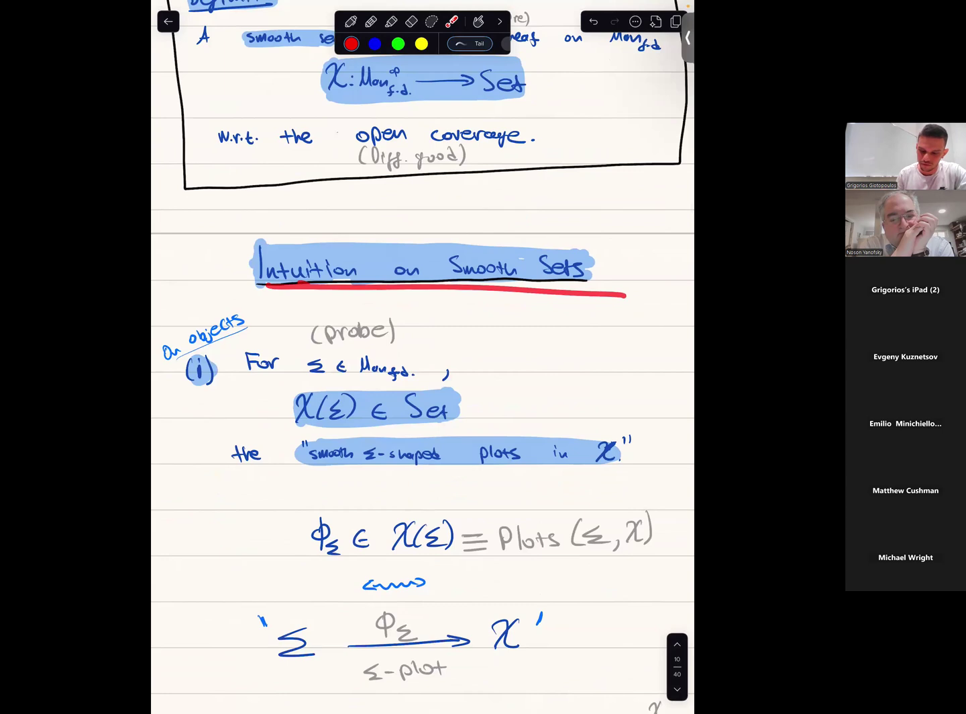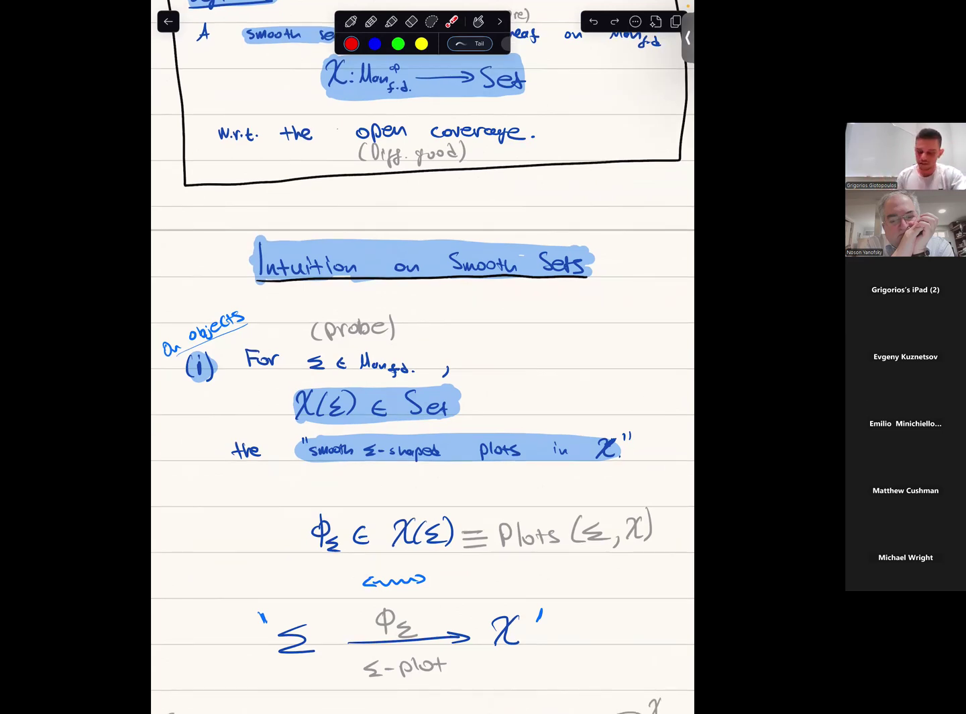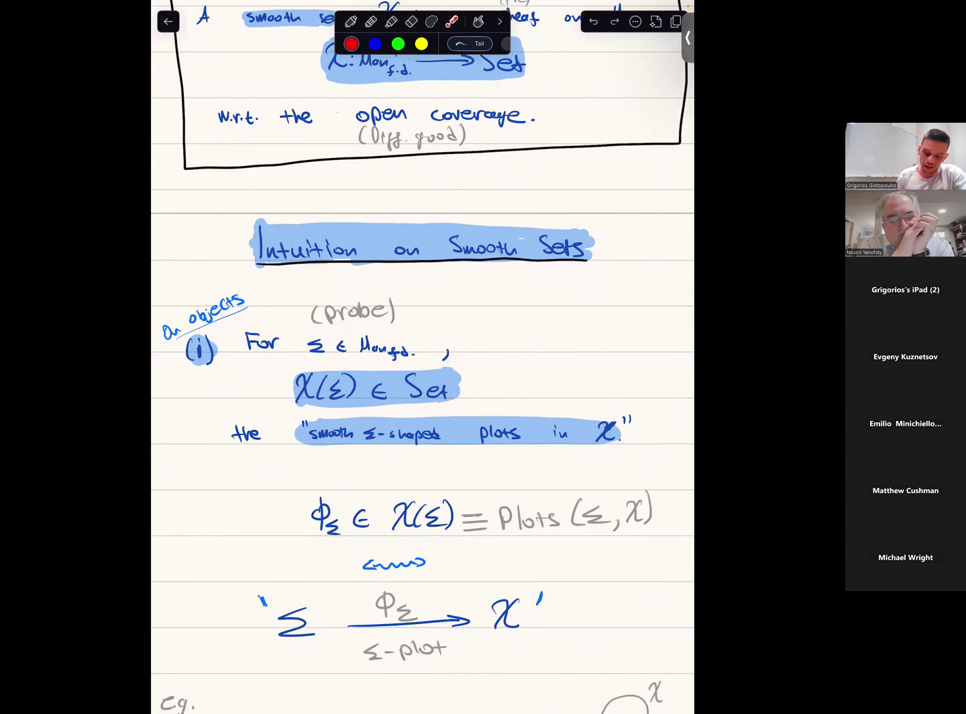So let's go for some intuition. Right, so how do we think about this definition? Let's say I give you a smooth set, i.e. just a functor as such. So for any manifold sigma, which I think of as a probe, it should give you back a set, right? It's a functor value in sets. And how do I think of these? I think of them as exactly the collection of smooth sigma-shaped plots in X, period. This is how I think of it in my brain, okay? The definition of what it means to be smooth: if you're an element in here, you're a smooth sigma-shaped plot in X, in curly X.